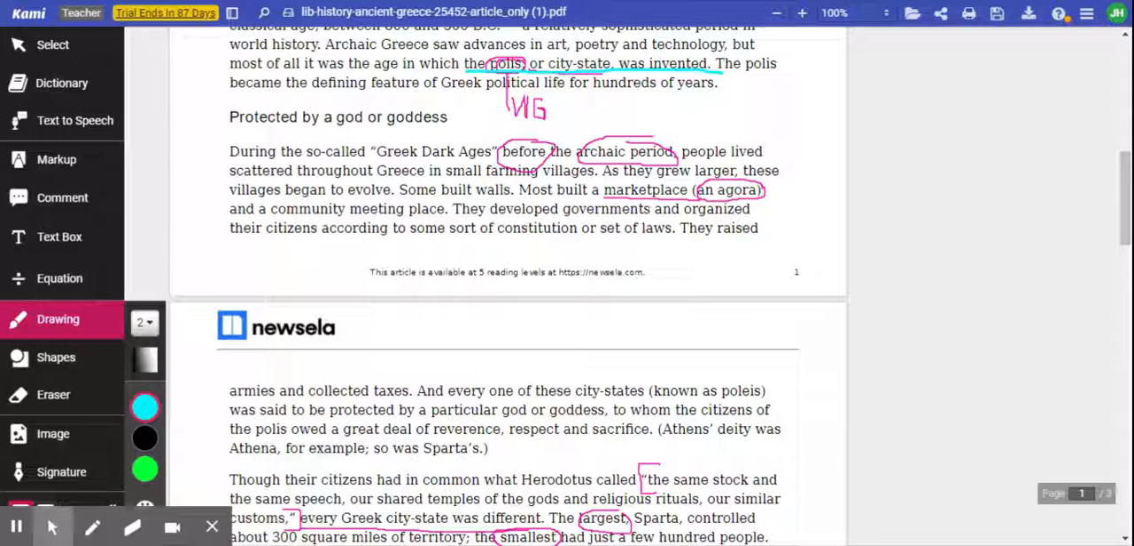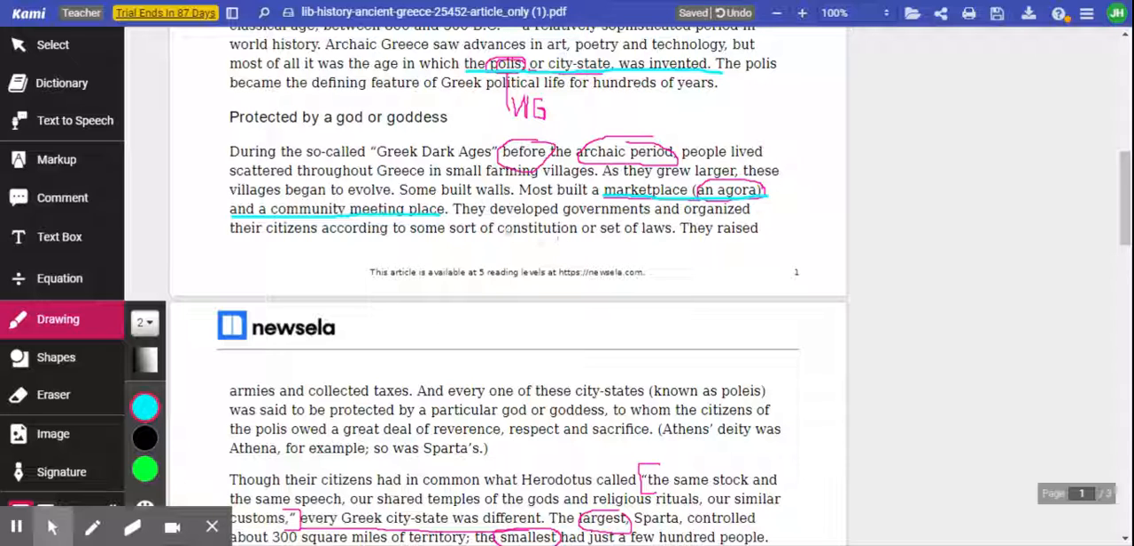Okay, I'm going to pause here because we just found a lot of details of things that we see in our world today that Greece started doing during this time period. So I'm going to go ahead and mark those as supporting details. I'm going to say most built a marketplace. I mean, we have stores now, and a community meeting place. You could consider schools or churches, stuff like that, to be a community meeting place today.